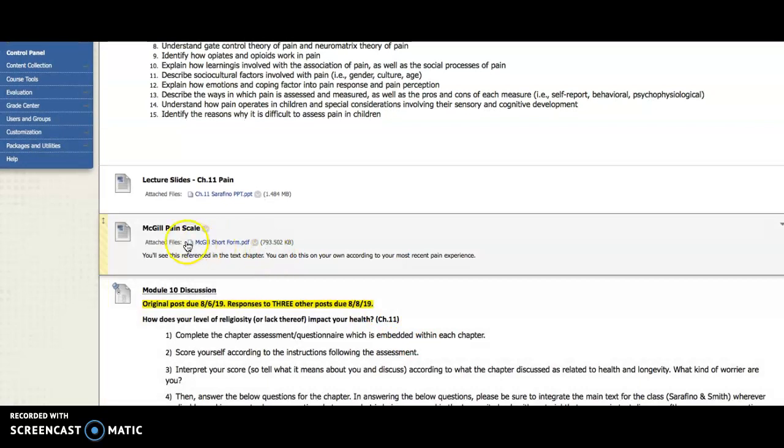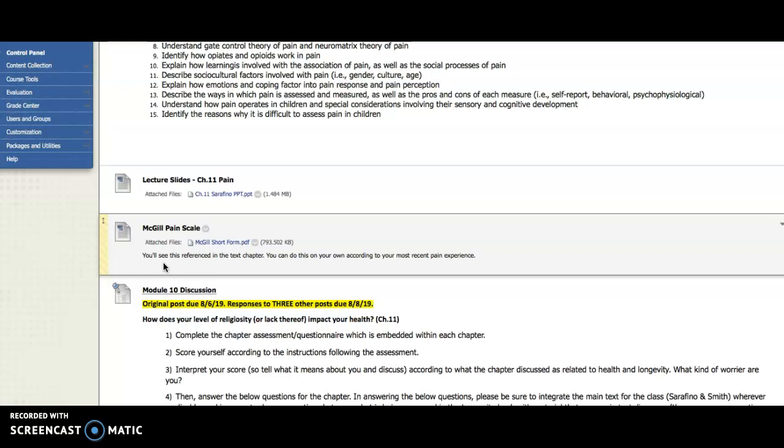I have the McGill Pain Scale here for you. I'm not collecting this. It's simply just for you to look at. It goes along with the text chapter. You can rate like your latest pain experience, whatever the last time you were in pain. Was it a migraine? Did you twist your ankle? Did you burn your finger? Whatever your last pain experience was, go ahead and rate your pain.